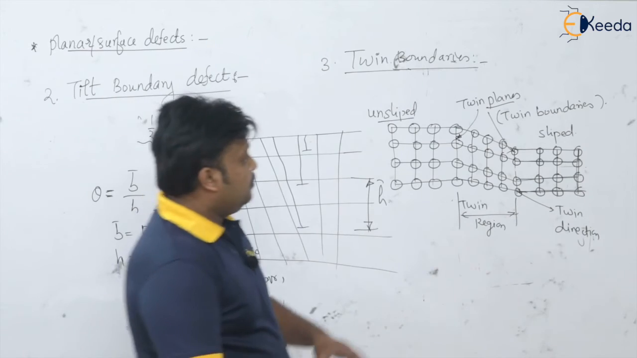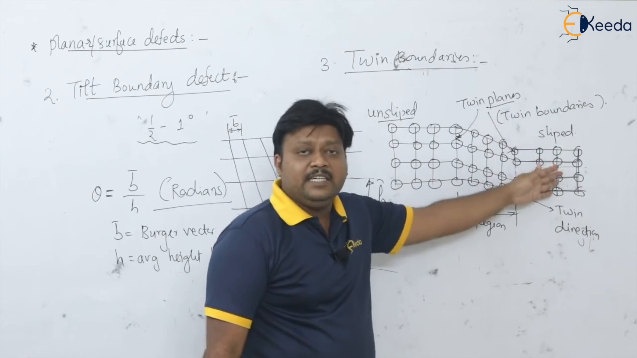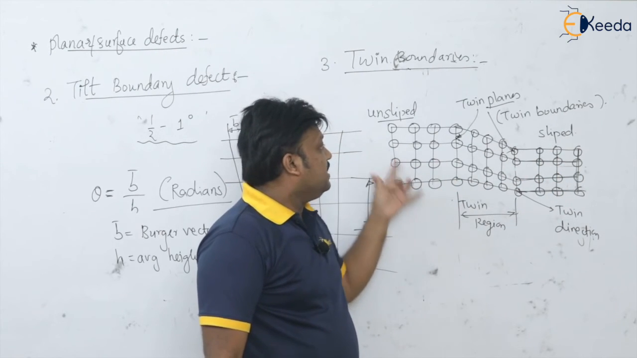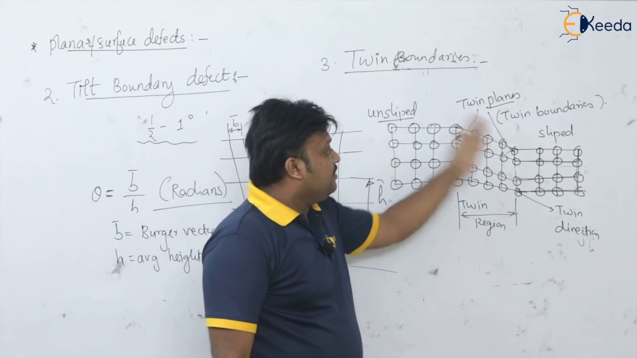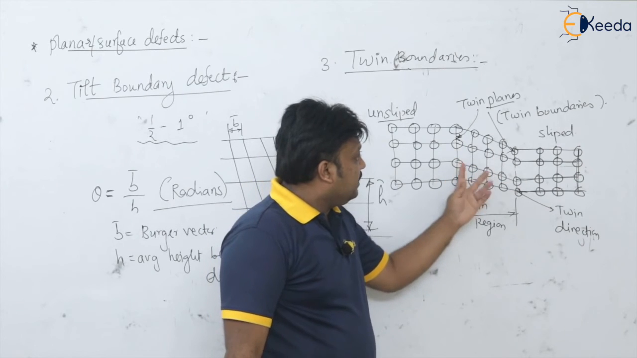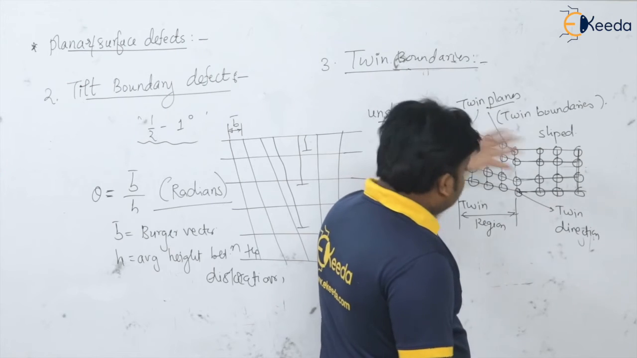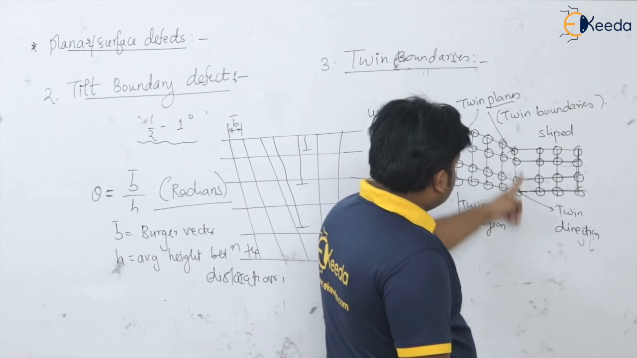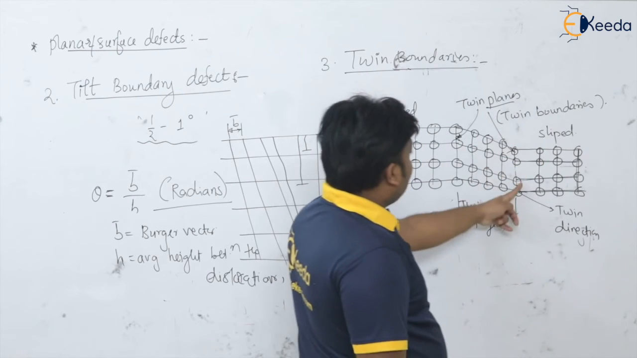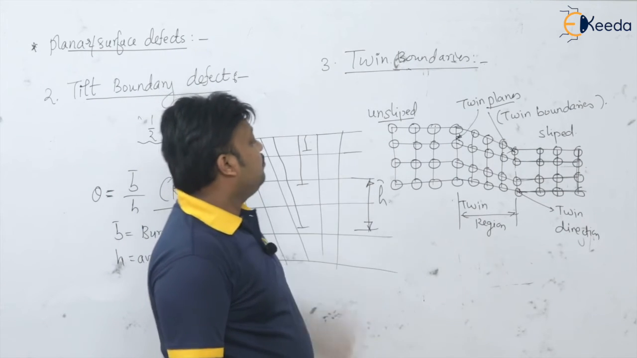Okay, so after deformation, the atomic arrangement in the slipped region is exactly what? It is like the mirror image of the atomic arrangement in the unslipped region. This is actually the twinning, and the plane along which this happens, the mirror plane, we can see. This is one plane and this is one plane. So these are the twin boundaries, also known as the twin planes.